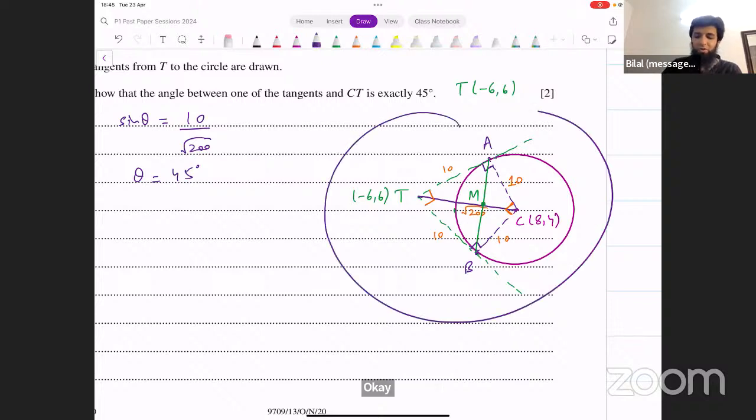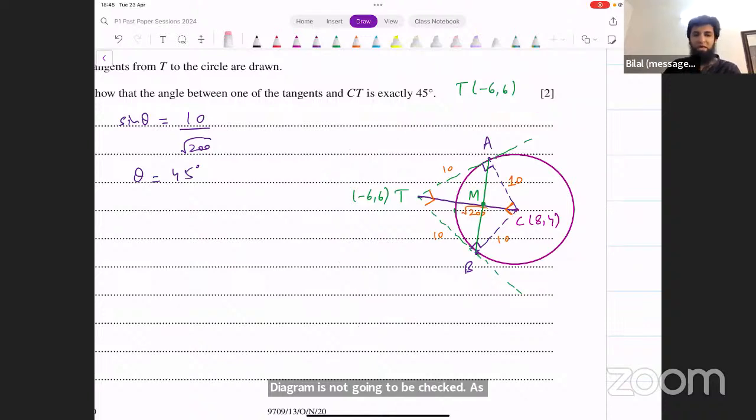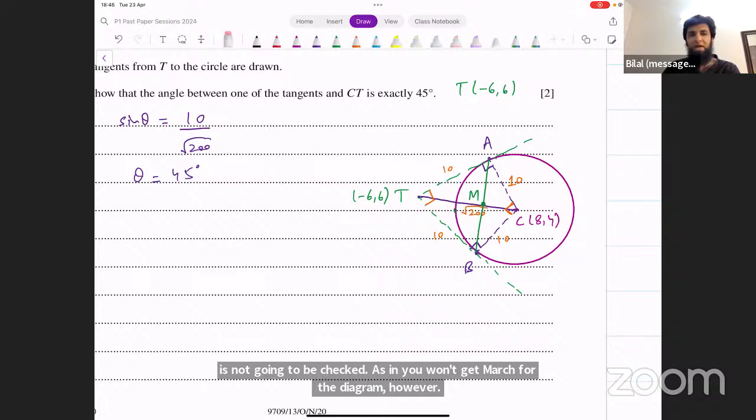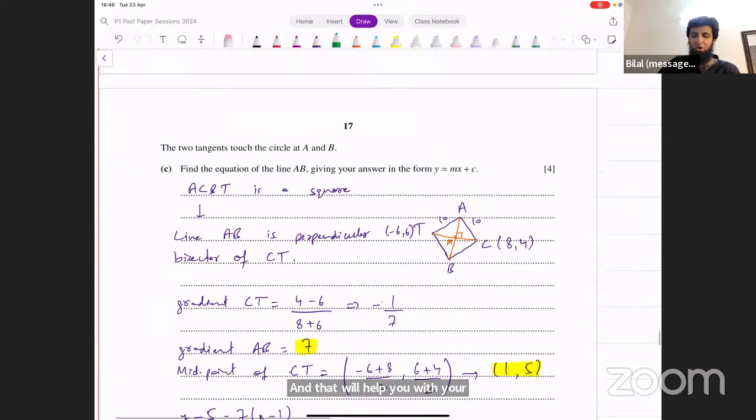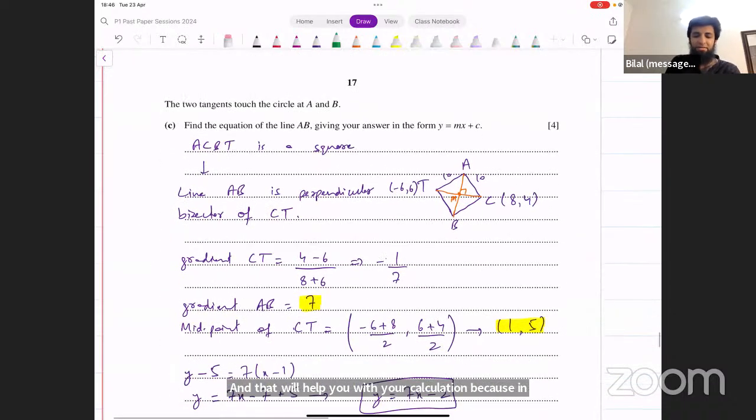The diagram is not going to be checked, as in you won't get marks for the diagram. However, it's going to be very hard to figure this out without drawing one. So you should always draw a diagram. Try to make it roughly fairly accurate without spending too much time on it. That will help you with the calculation, because if we had not drawn that diagram, it would become very difficult to figure out what they're talking about here.